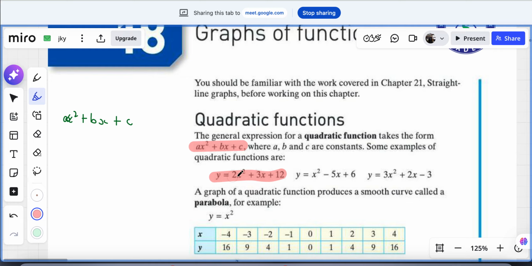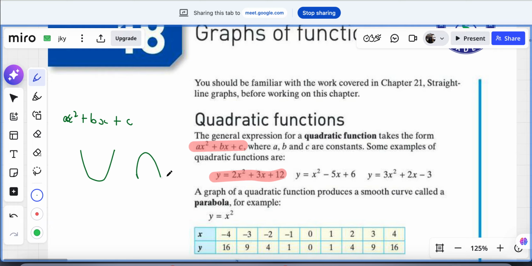Especially if it's expressed as y equal to that equation. So if we say y equal to 2x squared plus 3x plus 12, this is a quadratic equation. And when we plot this graph, it's going to give us a U-shaped graph like this. And if it's a negative one, it's going to give us a graph like this. So these are the two forms of quadratic graphs.